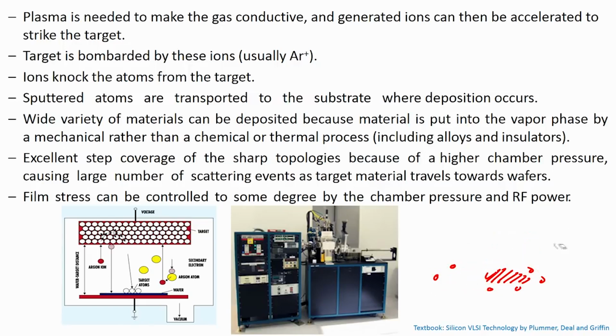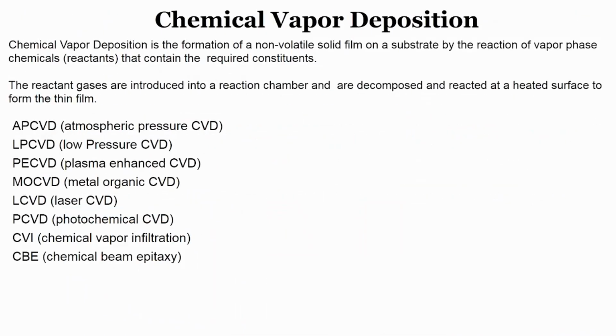The point is that we have three ways of depositing materials. First is thermal evaporation, second is e-beam evaporation, and third is sputtering, alright. So, let us move to the next one, which is chemical vapor deposition. Now, chemical vapor deposition is used in several formats. What does it mean? Let us see one by one. Chemical vapor deposition, also called CVD, is a formation of non-volatile solid film.